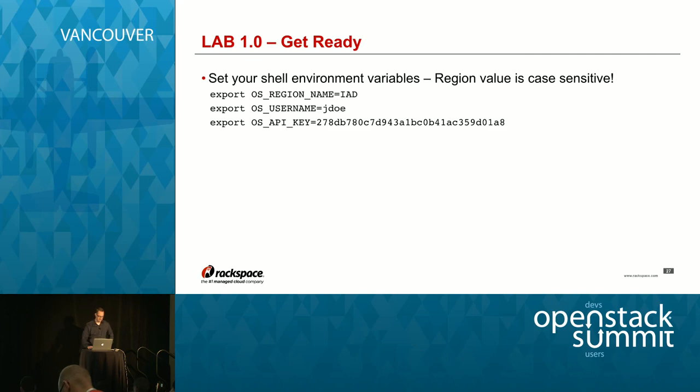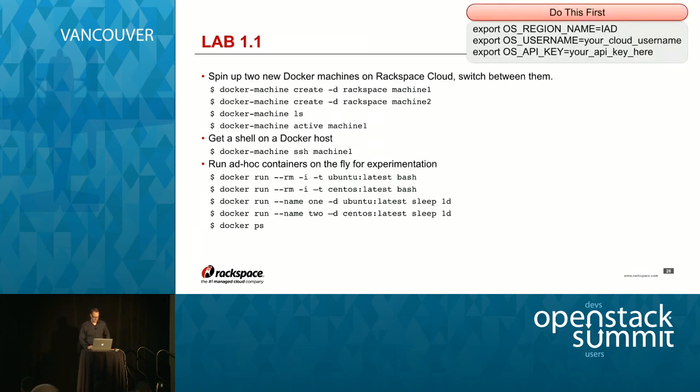All right. So everybody got their environment variables set, yes? Okay. So the first thing we're going to do is create a Docker host using a Docker machine command. I'll do it with you. We'll use docker-machine create -d rackspace machine1.